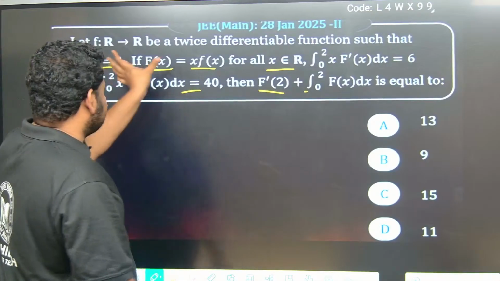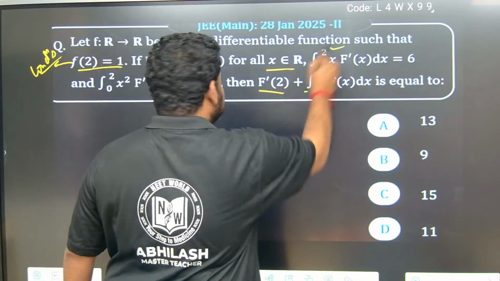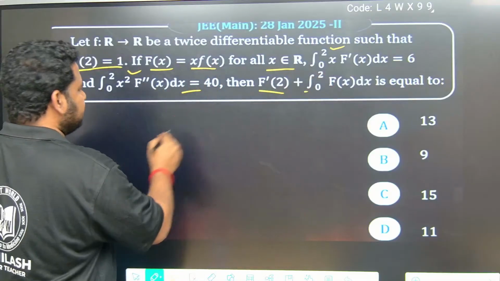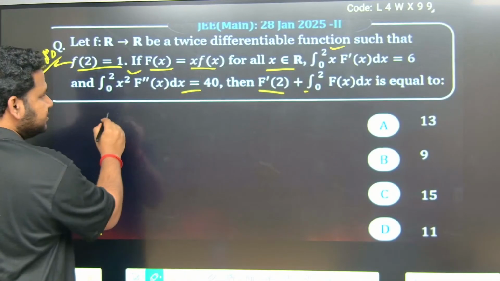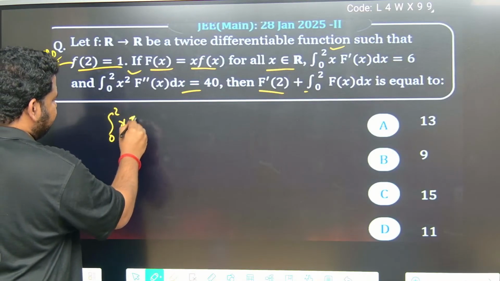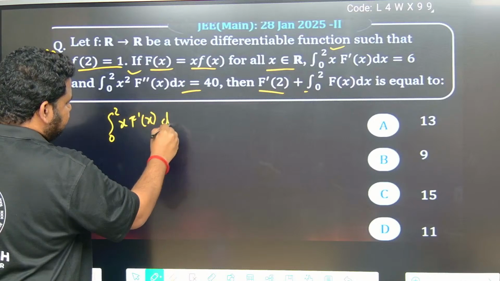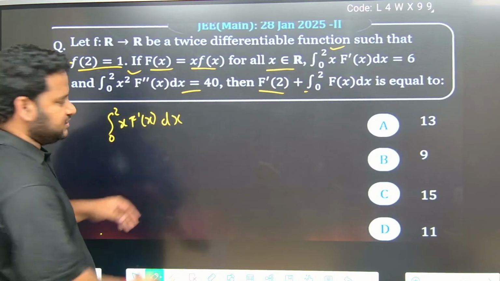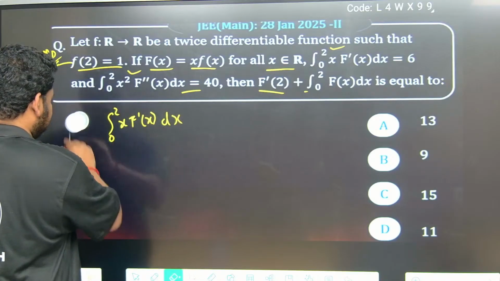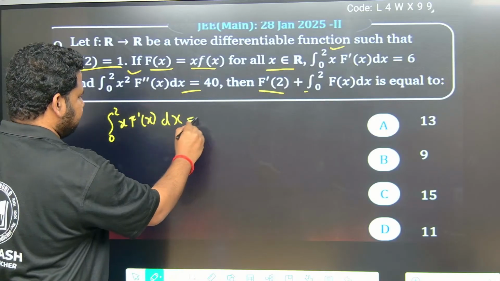These are the given conditions. So first let me take this one. What they have given is ∫ from 0 to 2 of x times f'(x) dx, and this is given equal to 6. I'll write equal to 6 here.